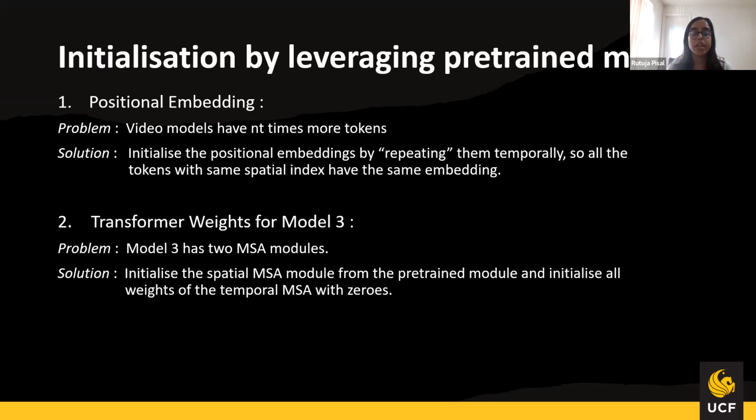And the second problem that came with this approach was with model 3, because this model has 2 self-attention blocks instead of 1 inside the encoder. And the solution that they proposed for this was to initialize the MSA module with a pre-trained module of it. And secondly, they initialized all the weights of temporal MSAs with 0.